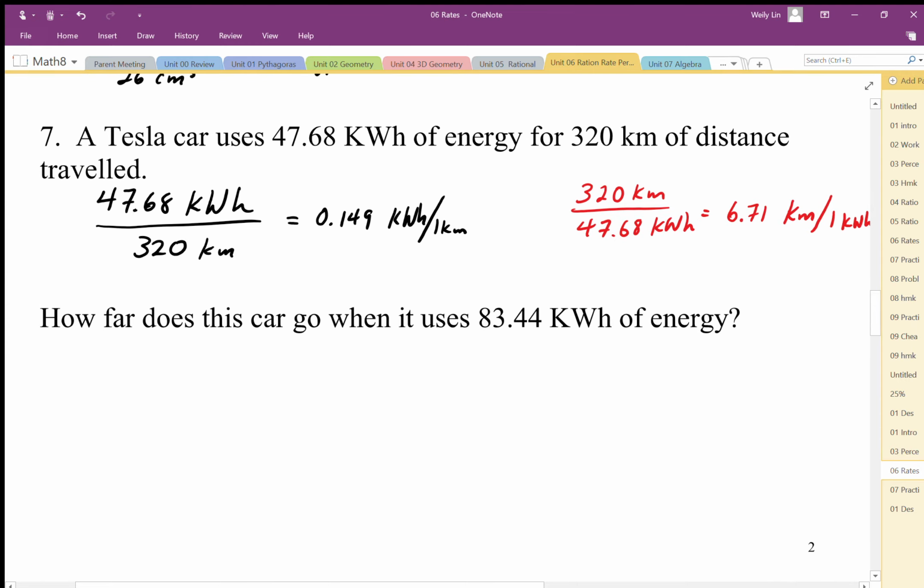So we have a problem here where we're given the amount of energy, and we want to find the distance traveled. So I'm going to write it like this: 83.44 kilowatt hours to X kilometers. We don't know the number of kilometers, and we can make this comparison. We can make this as 47.68.